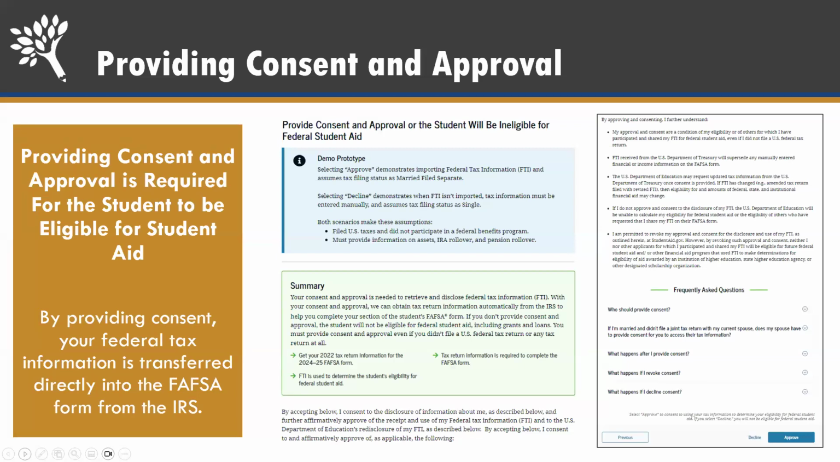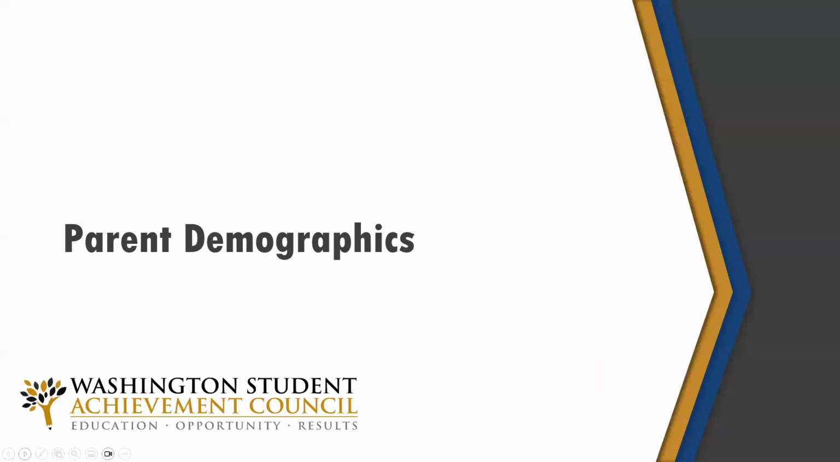So some parents will have to manually enter information into the application, but ultimately they're trying to get as many of the financial information components directly from the IRS so that there are fewer errors. If you decline consent, your student will not receive federal financial aid. I encourage you, it talks all about what it is right there in that section.